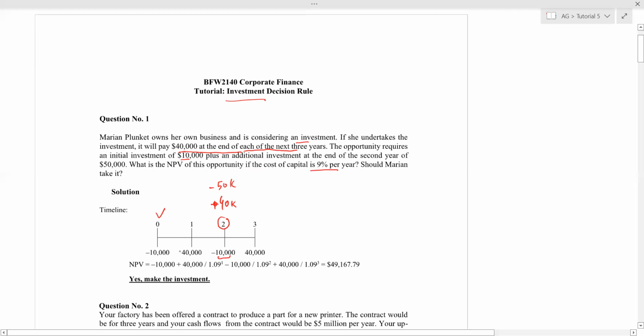So what do we need to do? We need to discount the cash flows and subtract the outflow. Okay, so present value for this one we will write it like this. This is initial cash outflow plus present value of first cash flow. So 40,000 divided by 1.09 power 1. So present value of the second one and the present value of the third one. So NPV, as you can see, is positive.